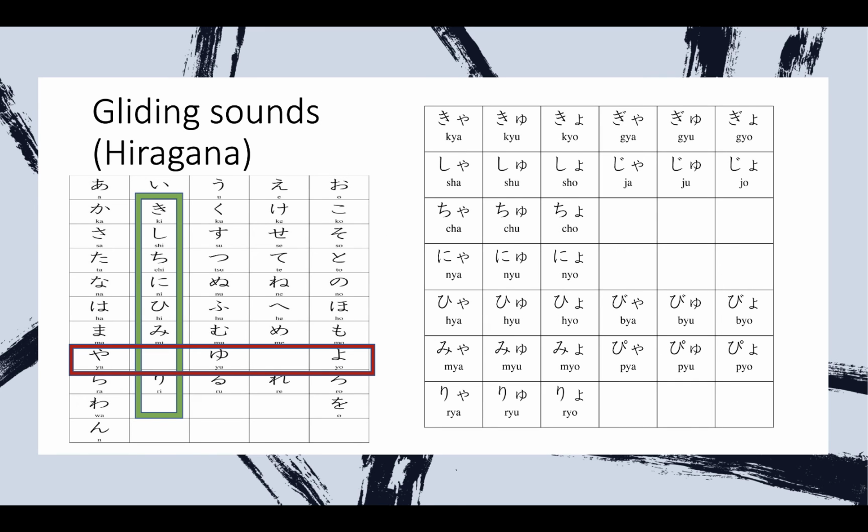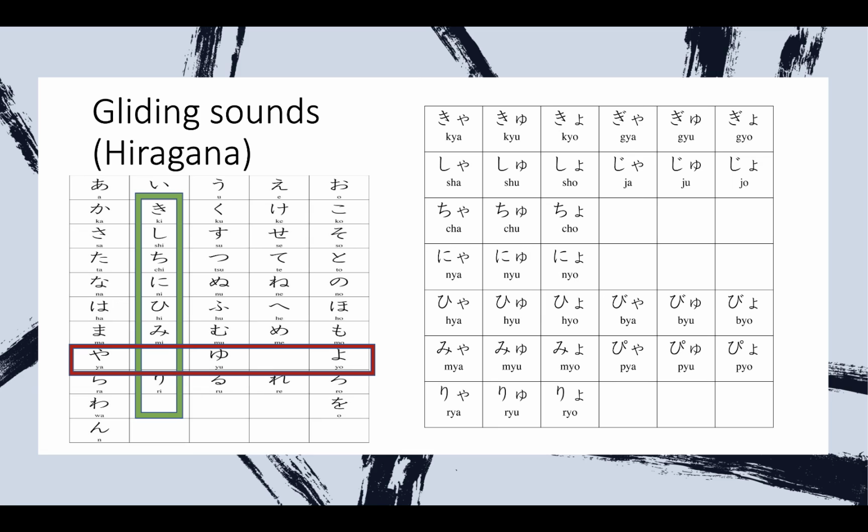Now we're going to look at some gliding sounds. Basically, on the left side, the second column, Ki, Shi, Chi, Ni, Hi, Mi, Ri, we're going to combine the second column with the Ya, Yu, Yo row, which is in the red box. And when we combine them, they will become these gliding sounds on the right side.